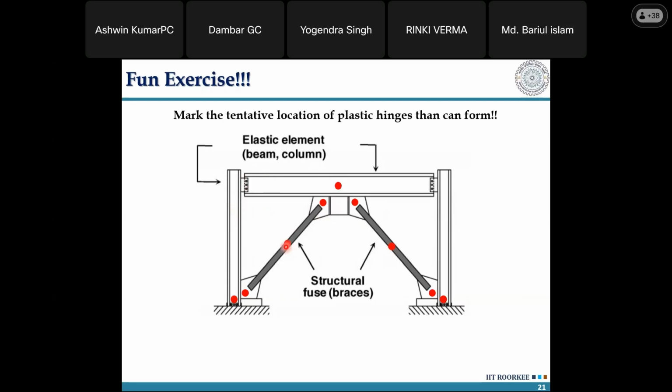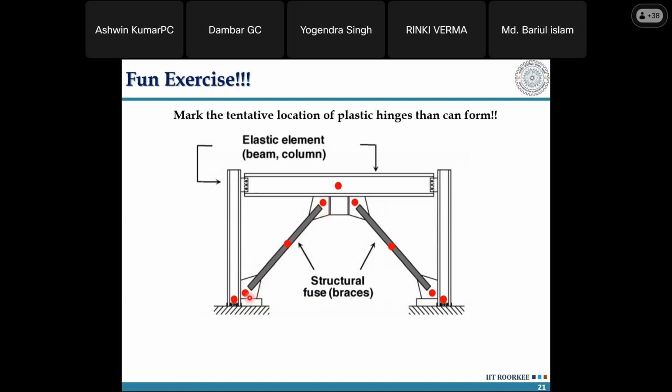What type of a hinge will form here? It is an axial hinge. See, I give a moment release here. If I apply any lateral force, only axial force gets developed in my braces, right? That's why we initially said that the CBF system acts like a vertical truss system. So only primarily axial forces are there in the brace frame. So axial hinge will form here.